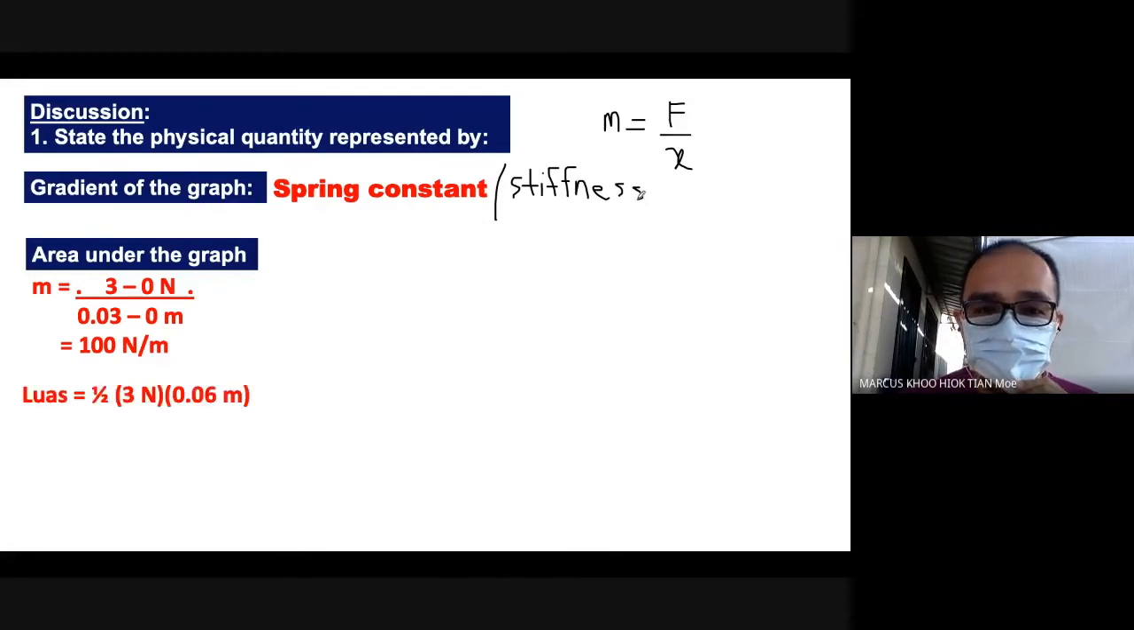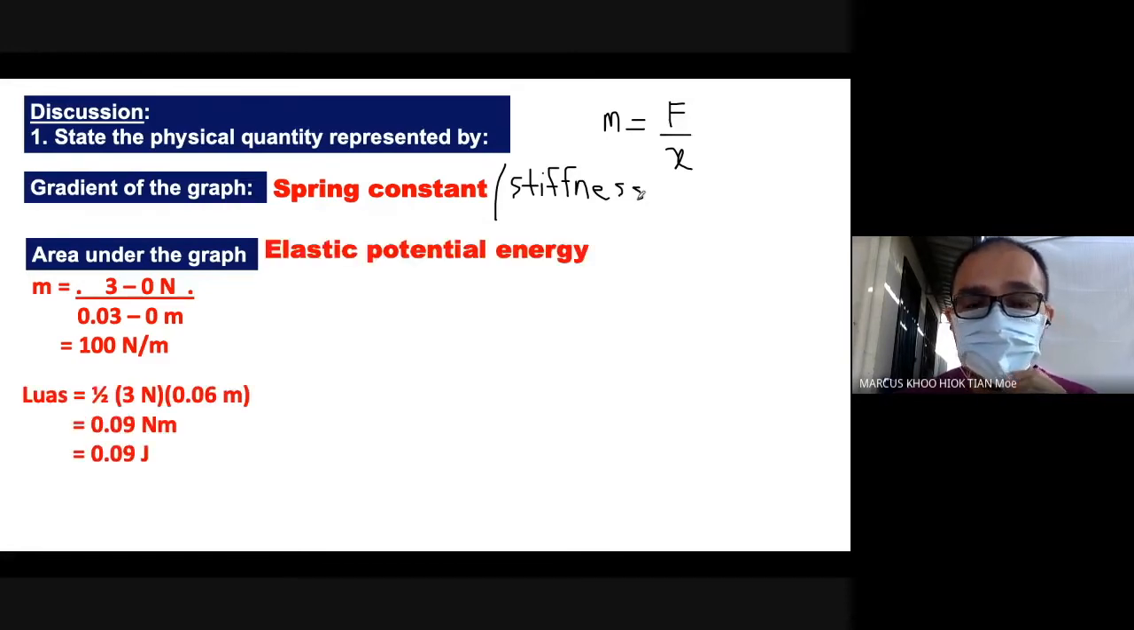Manakala the area under the graph actually is the elastic potential energy. Okay, saya sudah cakap dia energy tadi. So apa nama energy itu? It is called the elastic potential energy.